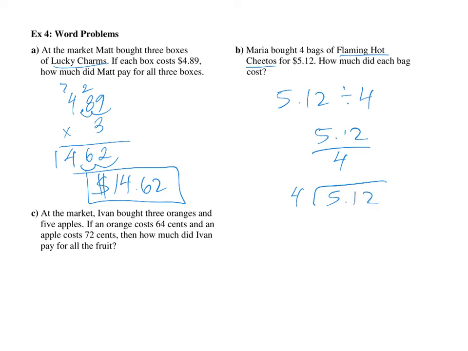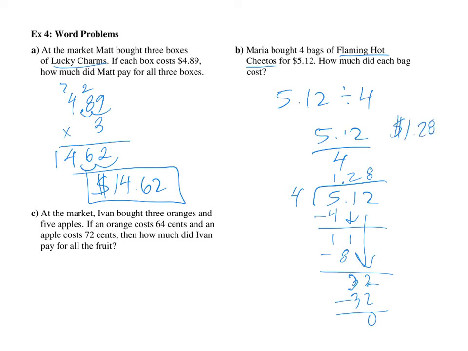All right, so we have 4 goes into 5 once. 1 times 4 is 4. Difference is 1. Bring down the 1. 4 goes into 11 twice. 2 times 4 is 8. Bring down the 2, and that's a 3. 4 goes into 32 8 times. 8 times 4 is 32. All right, so each bag of Flaming Hot Cheetos costs $1.28.